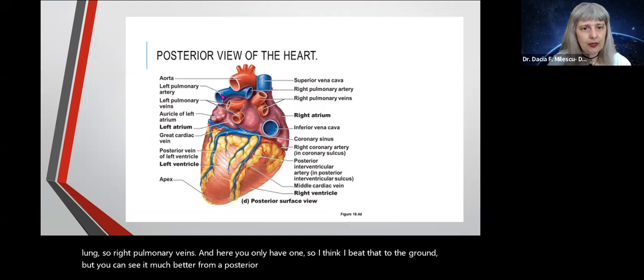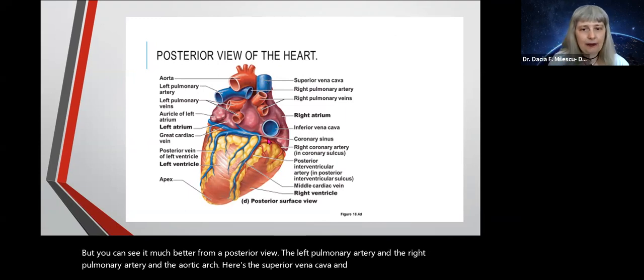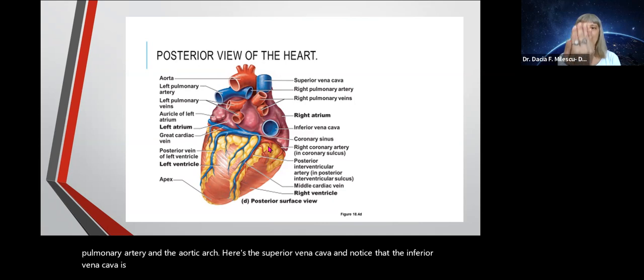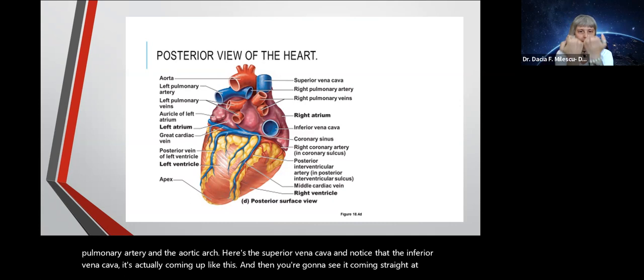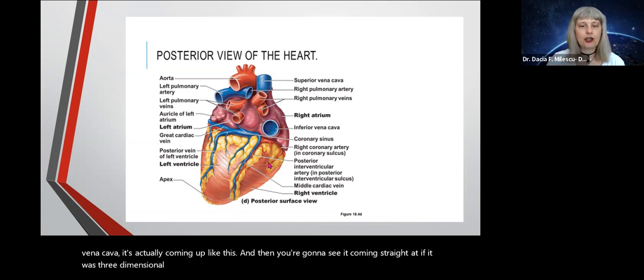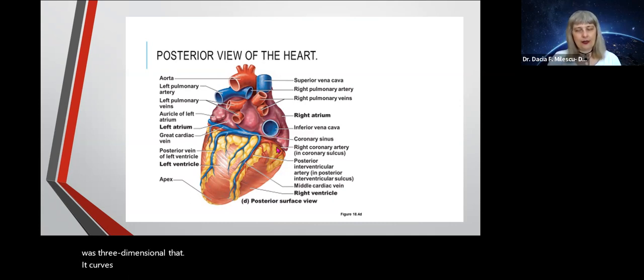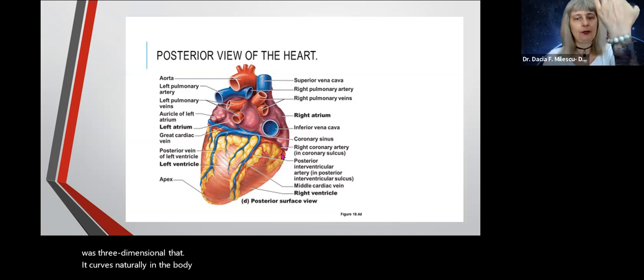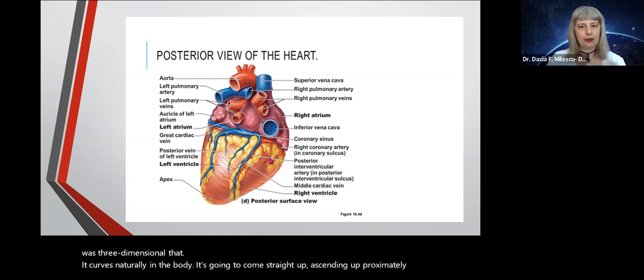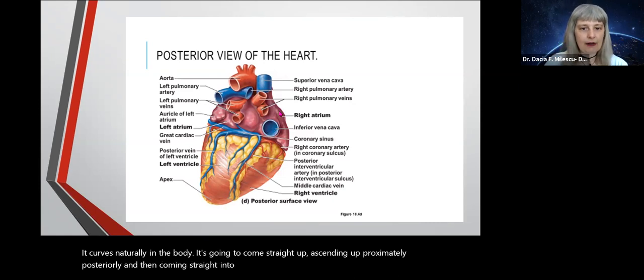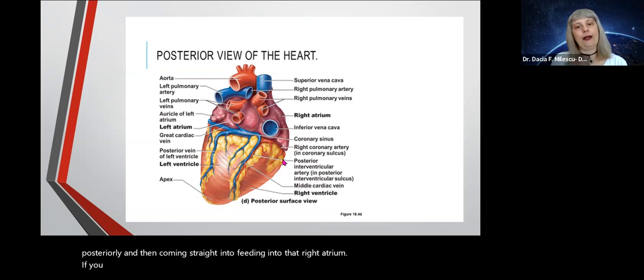The left pulmonary artery and the right pulmonary artery. And here's the aortic arch. Here's the superior vena cava. And notice that the inferior vena cava is actually coming up like this, and then you're going to see it coming straight at you, if it was three-dimensional, that it curves. Naturally in the body, it's going to come straight up, ascending posteriorly, and then coming straight into that right atrium.